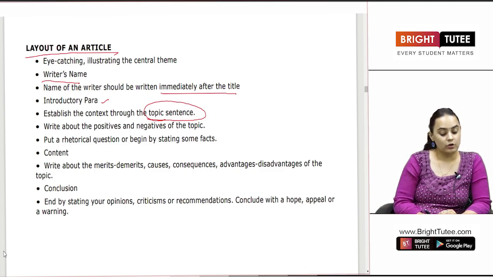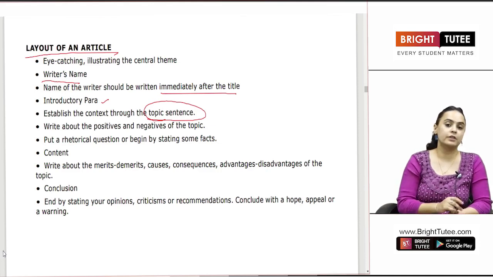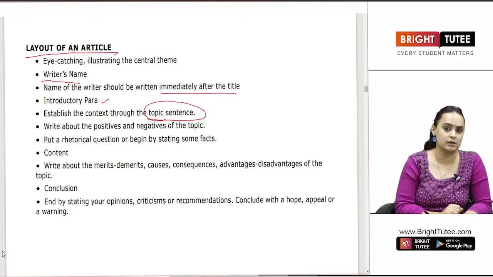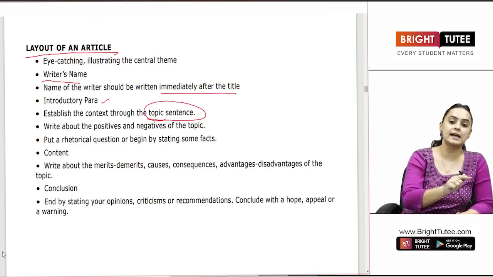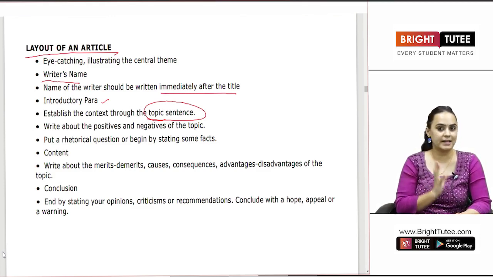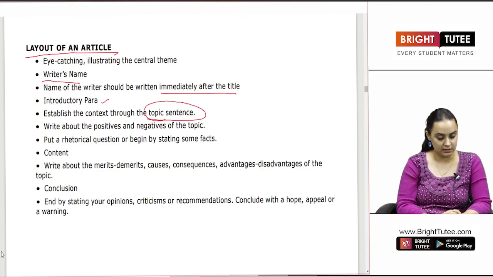Put a rhetorical question or begin by stating some facts. So you can even begin your paragraph with some rhetorical question, or if there's something that you're writing about and you know certain facts about it, certain numbers are known to you. If you know the exact number, only then take the risk of writing them. Otherwise, please don't write any number out of your own wish. Then the content should be such that it explains in detail everything about the topic of the article.